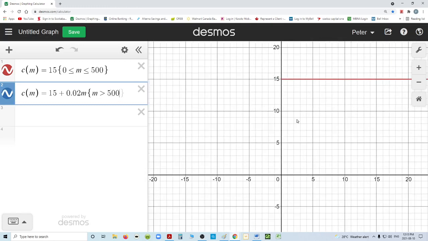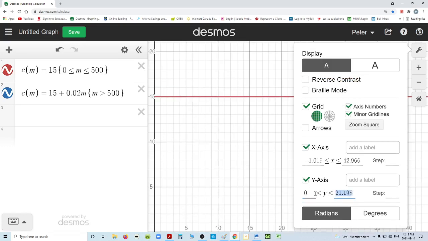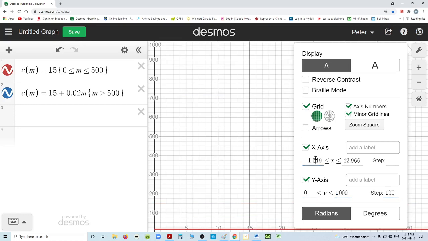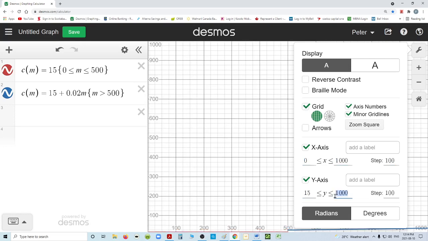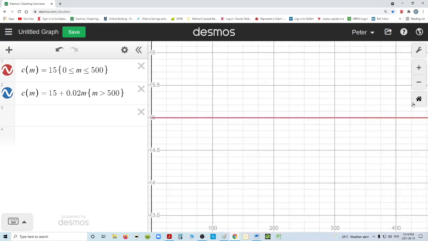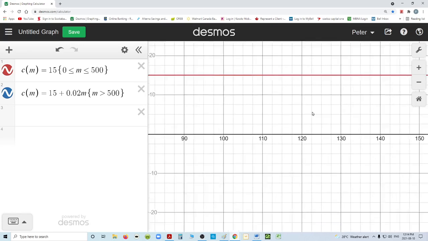Let's see if they're connected. So it helps if I change my x-axis to show 0 to 1,000 in steps of 100. And then my y-axis, I just do 15 to 17 or something. And put it like that. And then just click home. Okay, so we can see, I didn't quite do the steps properly.